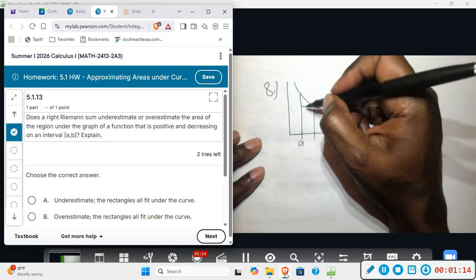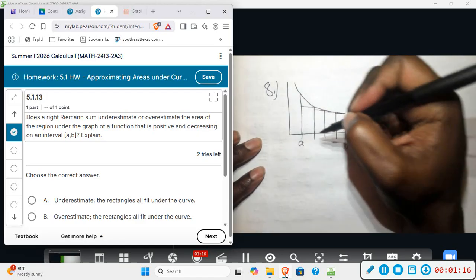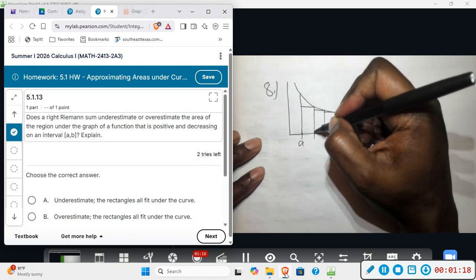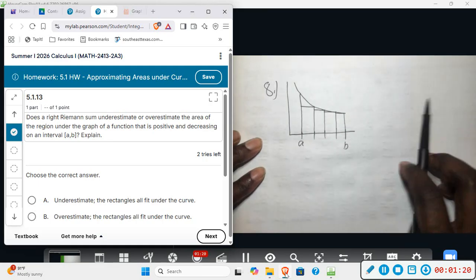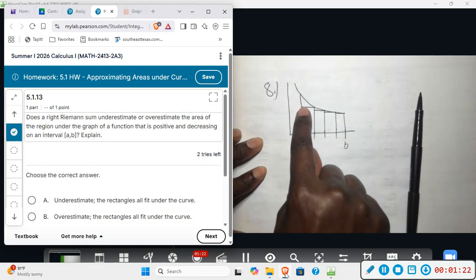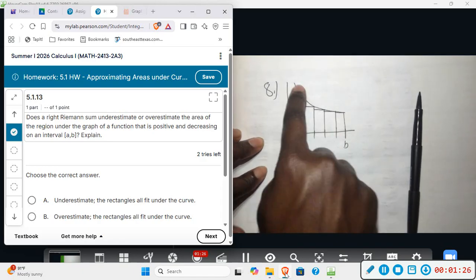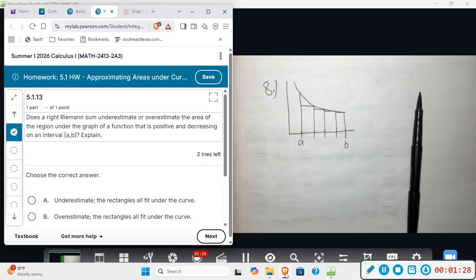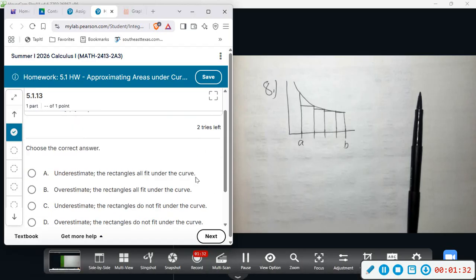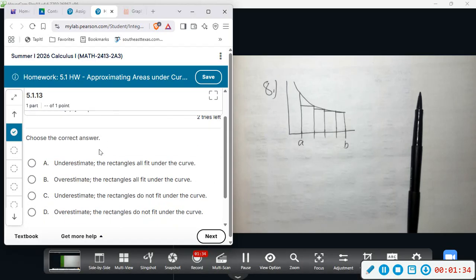a decreasing function, each one of these rectangles is below. So this partition, this partition, this partition, this partition. And we can see that each of these rectangles are underneath this positive decreasing line. And so it should underestimate this Riemann sum, or the area under the curve. So A says underestimate. The rectangles all fit under the curve, and that looks appropriate.